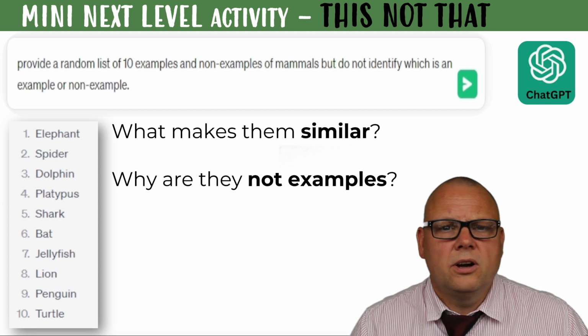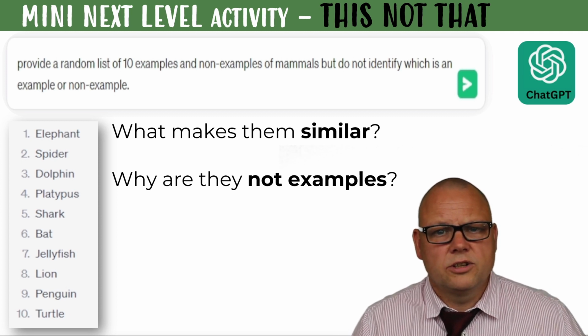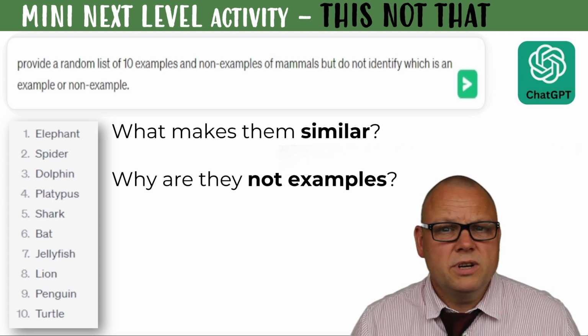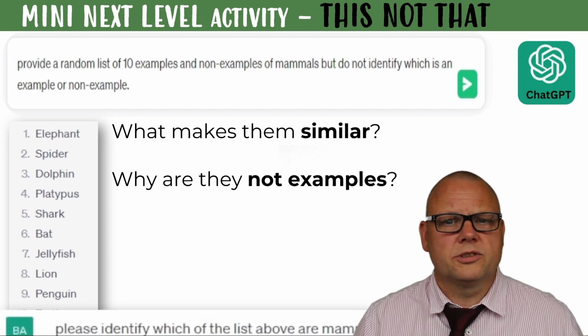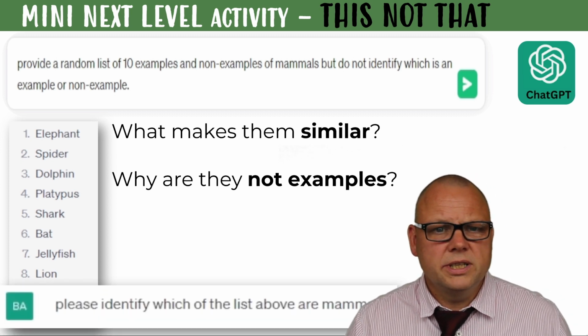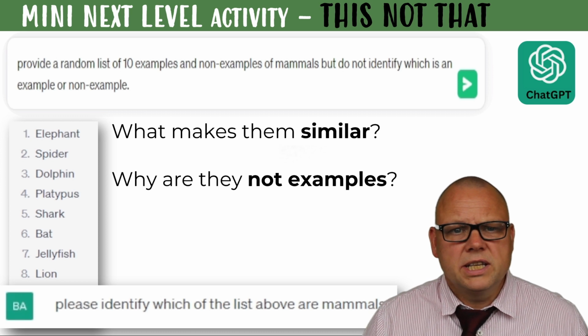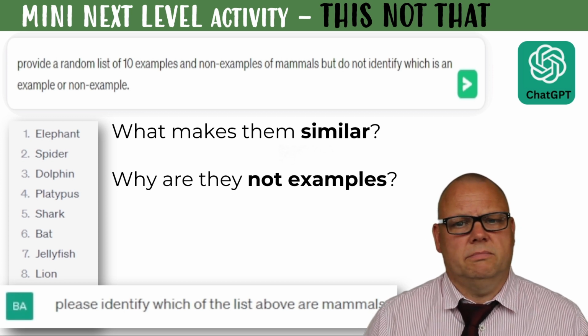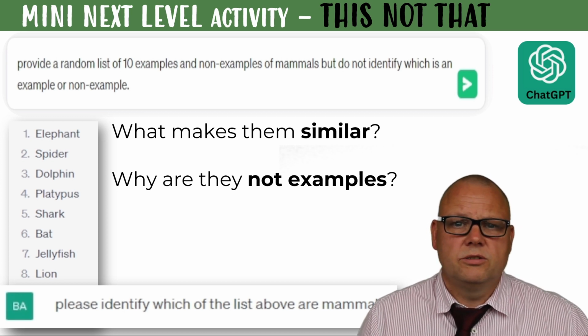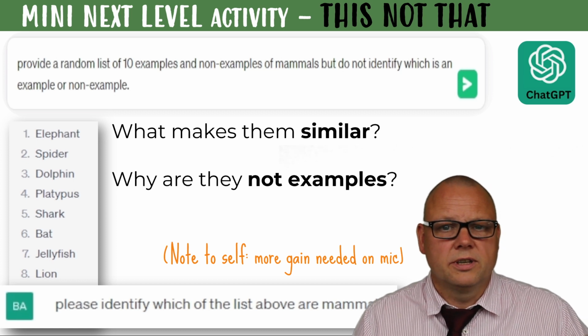Now, once you've asked AI to generate the examples and non-examples, well, if you're already not sure which one's which, you can always ask AI to tell you. Okay, so all you need to do is type that in. Please identify which of the list above are mammals, or whatever the concept is, and give me the answers to check.